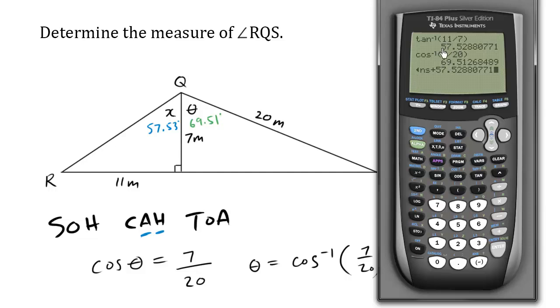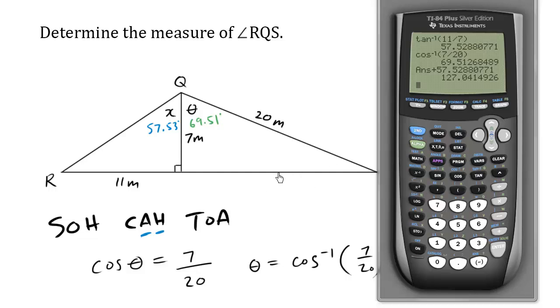So the answer plus the previous answer, which was 57.5288, etc., is approximately equal to 127.04 degrees. It's nice to keep as much accuracy as possible so that we don't have any compounded rounding errors. So my final answer here is angle RQS is approximately equal to 127.04 degrees.